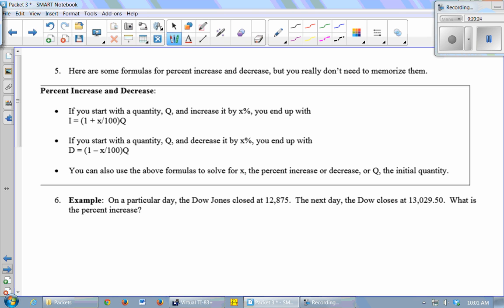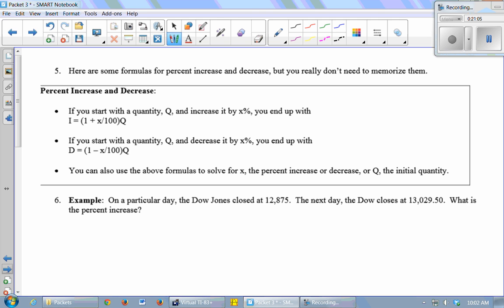Okay, so here are a couple of formulas for percent increase and decrease. You really don't need to memorize these. We just did percent increases and decreases without having these formulas. If you want to increase a quantity by X percent, I stands for the increased amount, Q stands for the original quantity, you're going to take 1 plus X over 100. So if it was 10%, this would be 1 plus 0.1 times your original amount. The 1 stands for keep 100% of what you had, and then the plus means increase by a certain percentage.